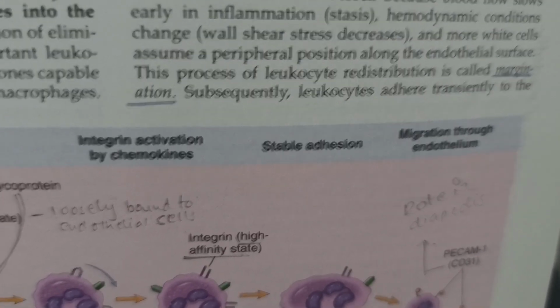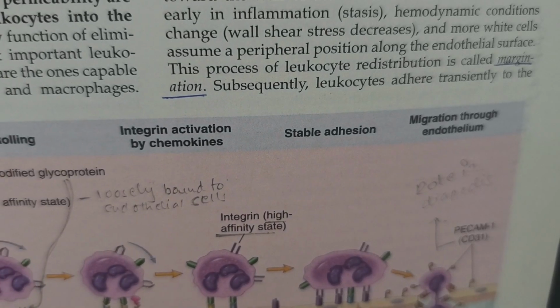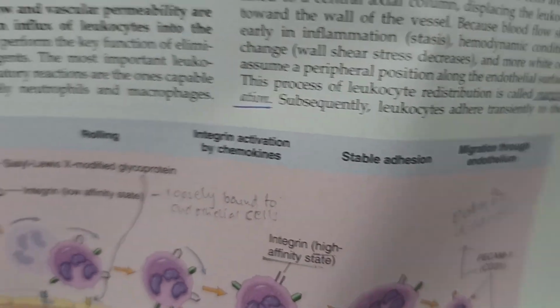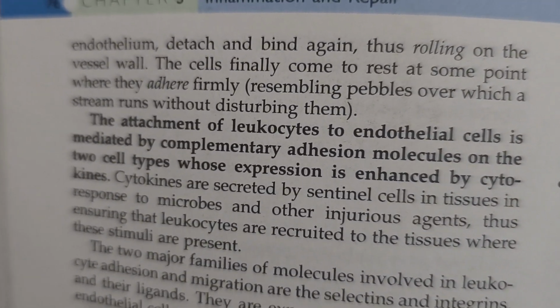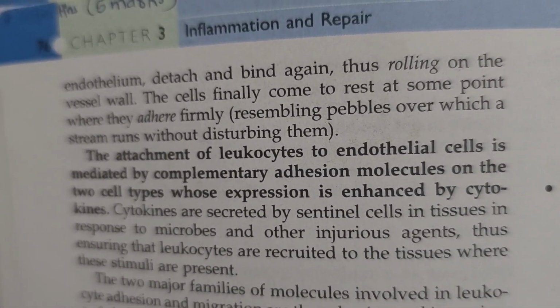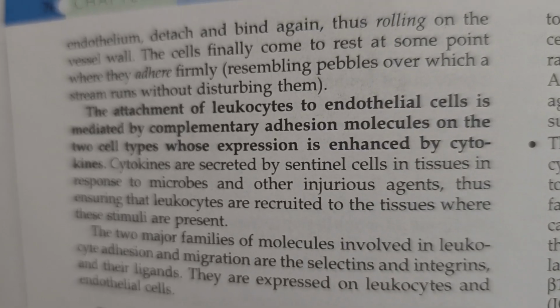Subsequently, leukocytes adhere transiently to the endothelium, detach and bind again, thus rolling on the vessel wall.